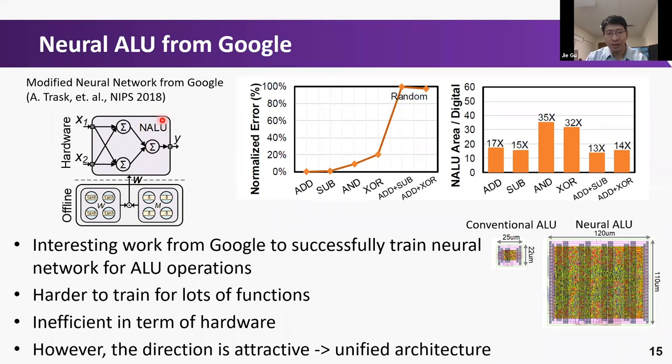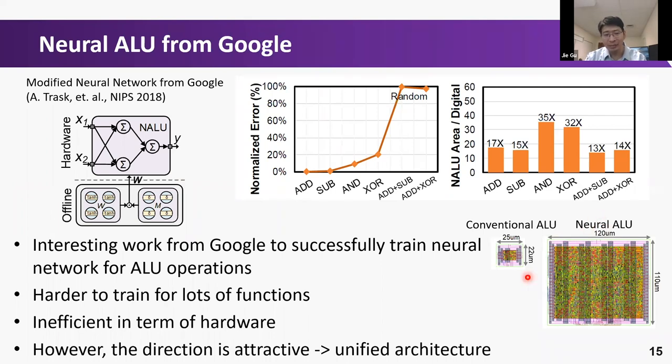They slightly modified the typical neural network by changing the activation layer and adding a special training function into it. Then they show that they can successfully train their neural network to behave like an ALU. This is interesting, right? People haven't tried to use the neural network to do general purpose computing. We take this and map it into hardware, and here is what it looks like. The conventional ALU is really, really tiny, right? We can do it very efficiently, but if we really do the neural network, the size is much bigger.